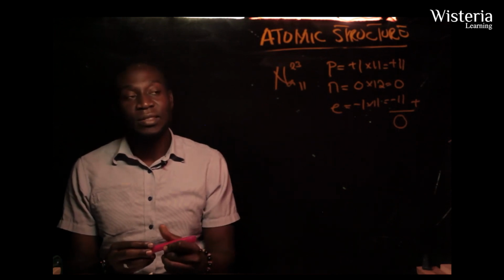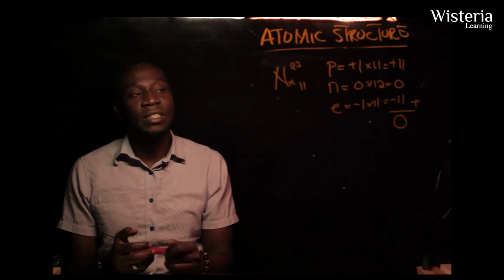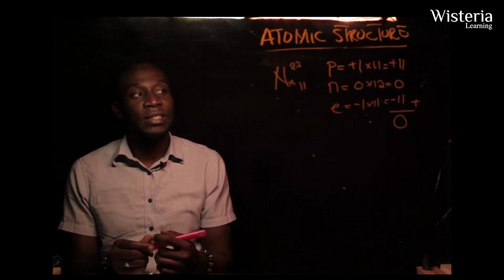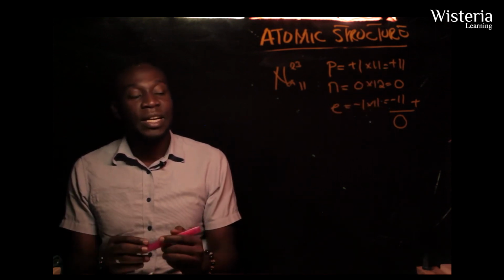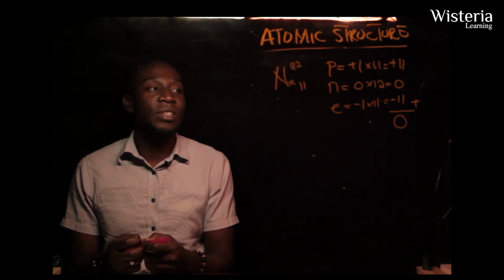So if you are asked to show how an atom of sodium is neutral, it's very easy. We use the charges and the number of particles to show that when we add all these, the overall charge is equal to 0. That's why an atom of sodium is neutral.